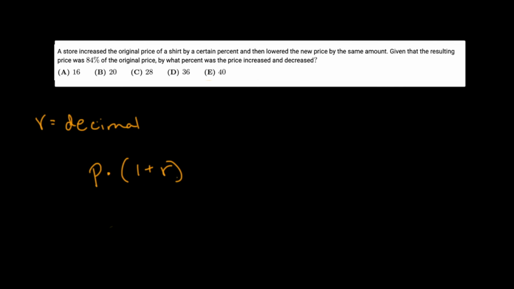So P times 1 plus R, and then they're decreasing it by the same amount. So for that, we would do 1 minus R. And why is that? Because if you're doing 0.15, then the price will be 0.85 times what it used to be, because you're decreasing 0.15 from what was already there. So it would be 1 minus R, and we're saying that that is equal to 84% of the original price, or 0.84 times the original price, or P.